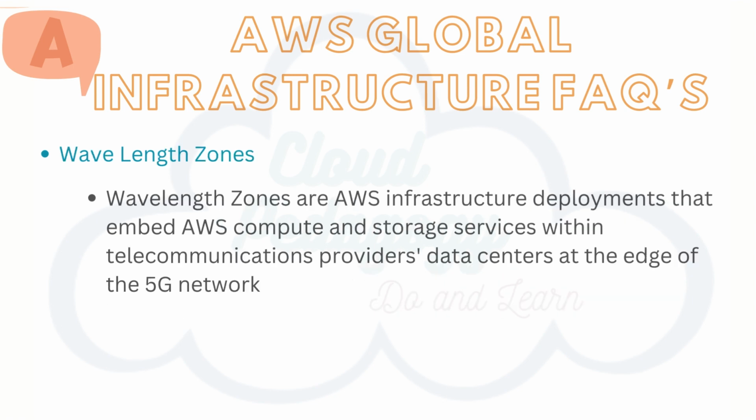Finally, wavelength zones. Wavelength zones are AWS infrastructure deployments that embed AWS compute and storage services within telecommunication providers' data centers, which are at the edge of 5G networks. So, application traffic can reach application servers running in wavelength zones without leaving the mobile provider's network.